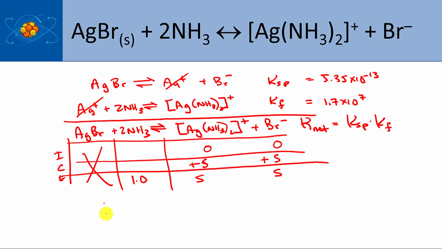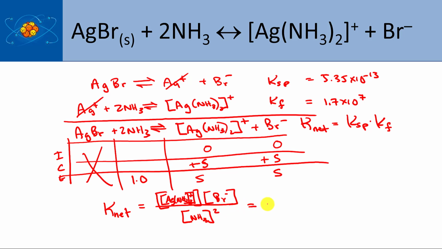So now I have K net. I write the expression for it. It's going to be the concentration of the complex ion, which I'm tired of writing, but I'll go ahead and write it one more time, and double brackets because it's a concentration, times the concentration of Br minus, divided by the concentration of NH3 squared. And that's going to be equal to my net equilibrium constant, which, when you multiply this together, is 9.095 times 10 to the minus 6. So that's what I have down here.